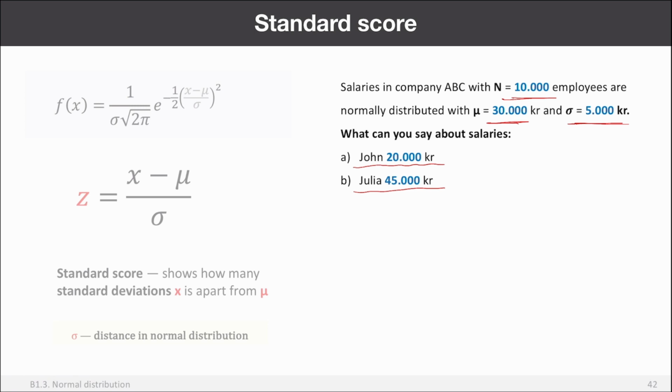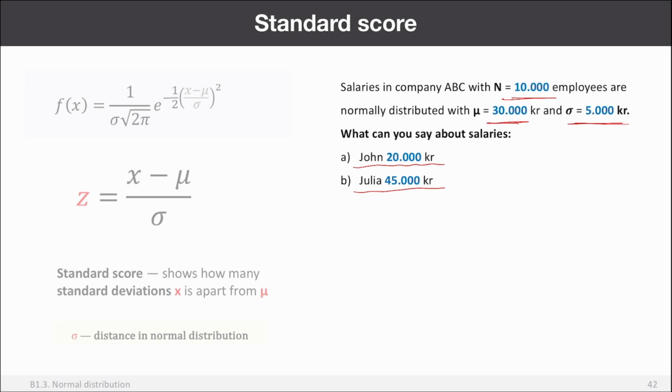If you just look at the numbers, it's very difficult to assess, right? You see that John is below average and Julia is above average. John is 10,000 krona below average and Julia is 15,000 krona above average. It sounds like the same magnitude, just a little bit below, a little bit above. But if you calculate the distances between the salary of John and the average salary, and the salary of Julia and the average salary, in standard deviations, that will provide you additional information.